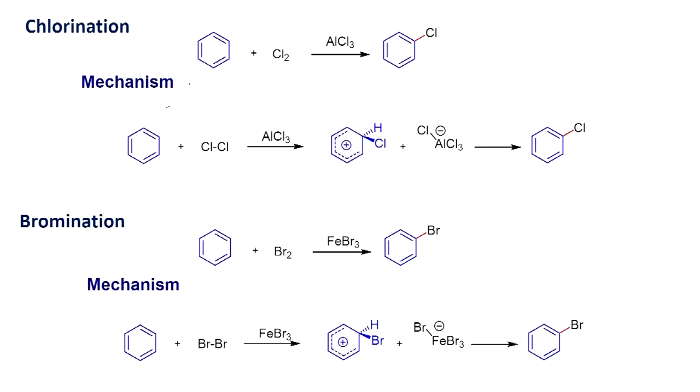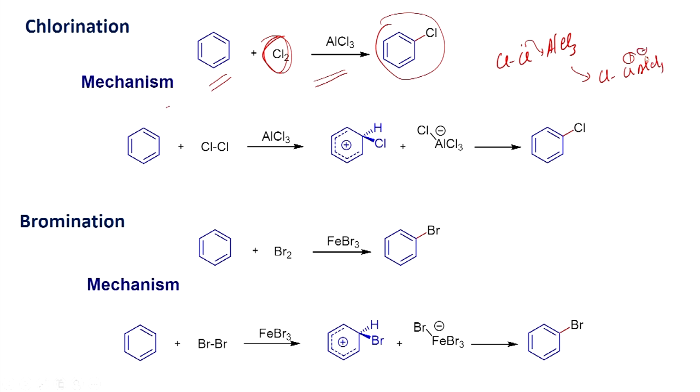The first example involves the reaction of molecular chlorine with benzene to give chlorobenzene as the product. This can be carried out in the presence of aluminum chloride, because molecular chlorine is a weak electrophile. When you have the Lewis acid, you form this kind of activated electrophile. Now the benzene can react with this electrophile, and you can end up with this intermediate.